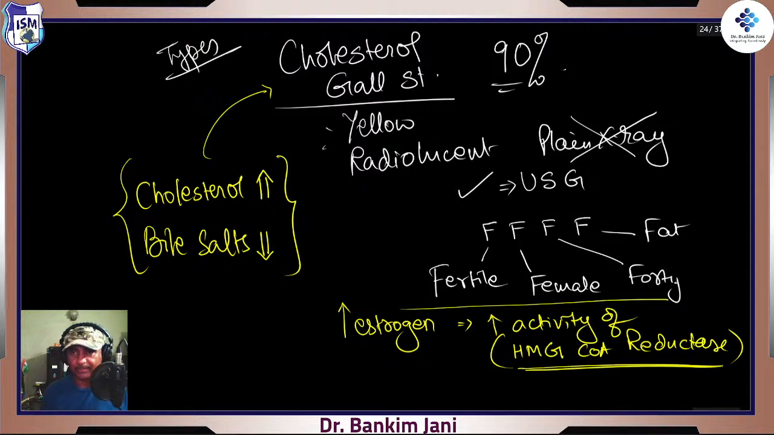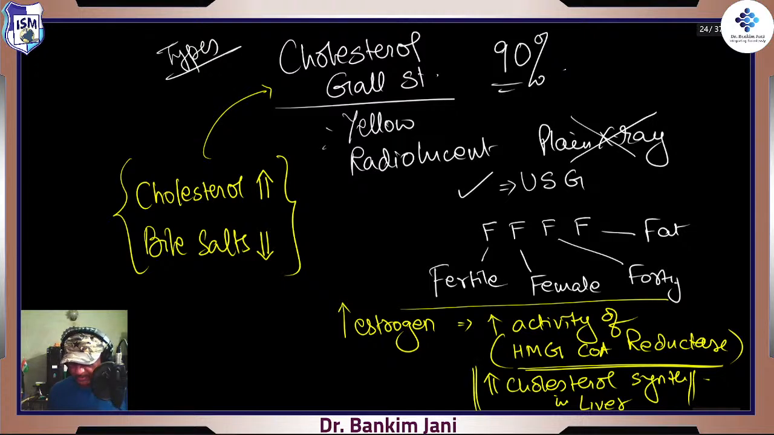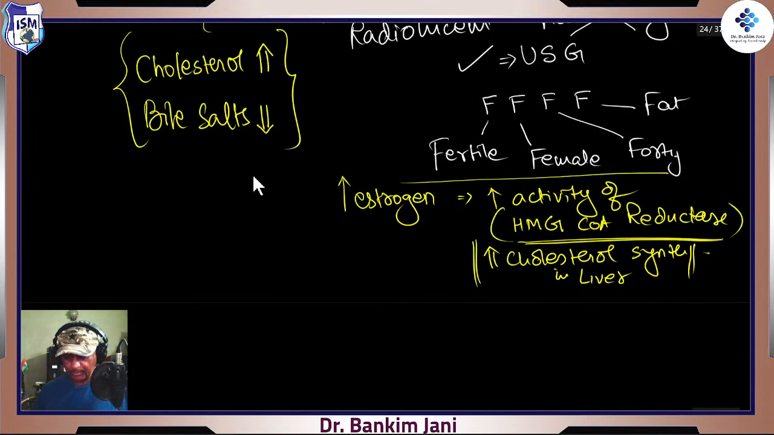Now what is it doing? This is what leads to increased cholesterol synthesis. When there is increased activity of this HMG-CoA reductase, there would be increased cholesterol production, and it happens in the liver. So more cholesterol is produced, while bile salts are in the same quantity. This means excess cholesterol may lead to formation of gallstones. So this is one.